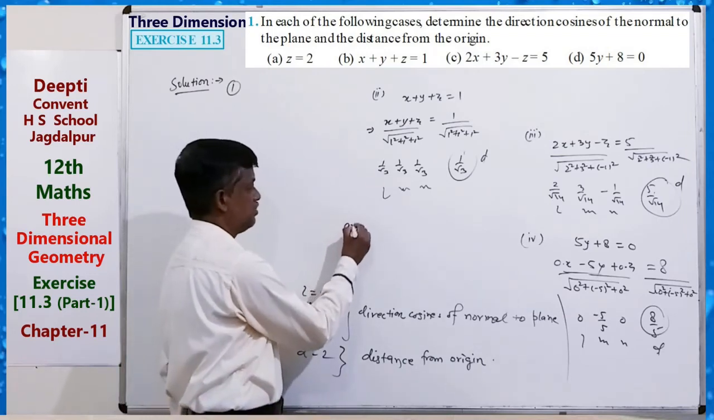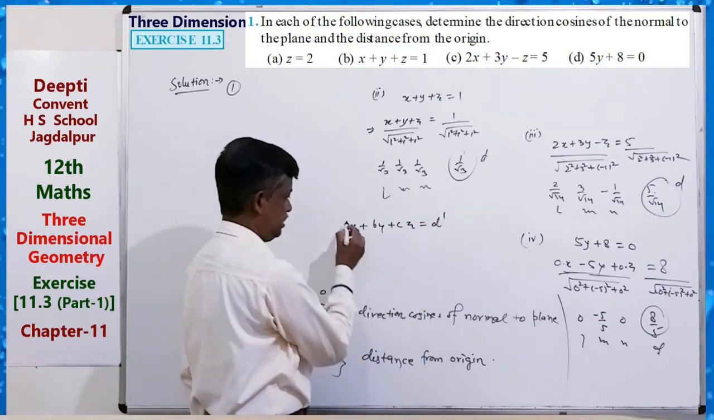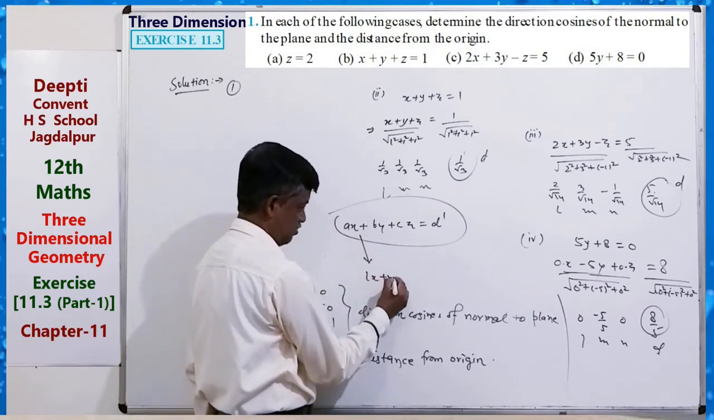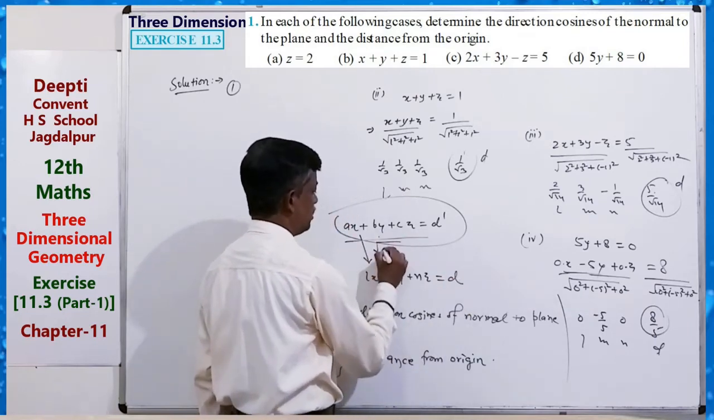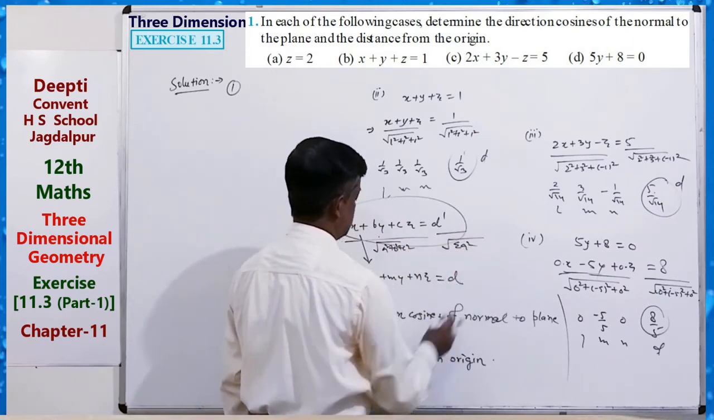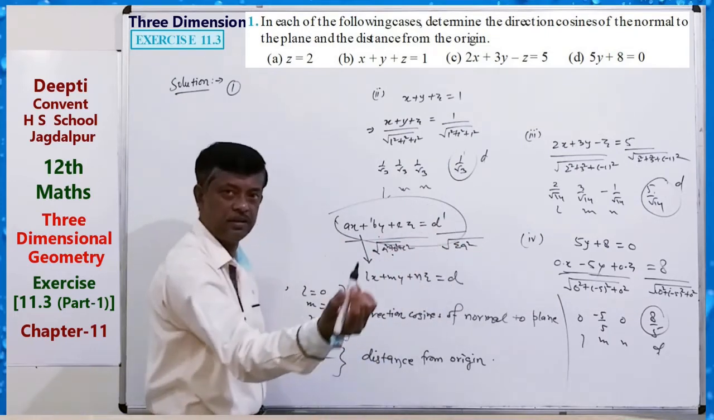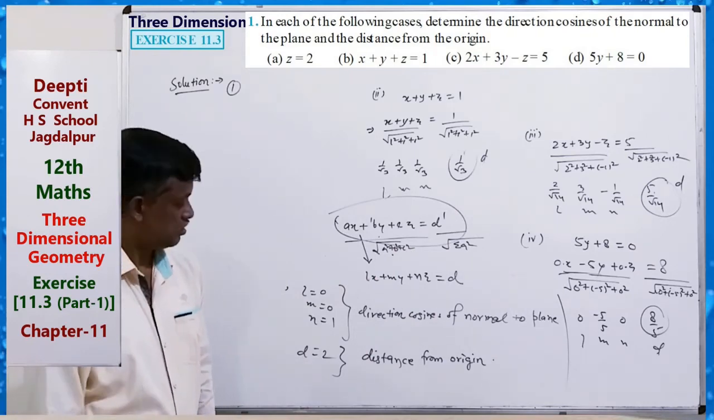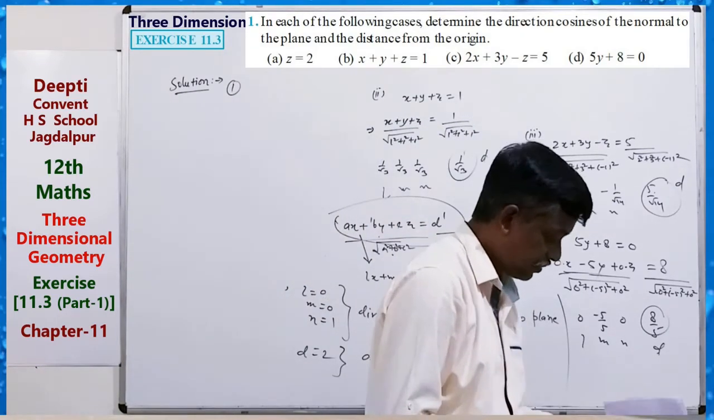Okay. So remember that ax plus by plus cz equals d. If this is given, then it can be converted as lx plus my plus nz equals d by dividing it by root over a square plus b square plus c square, just like summation a square. A by this, b by this, c by this, and d by this. Okay, so you can get direction cosines and perpendicular distance from origin. So this is question 1.